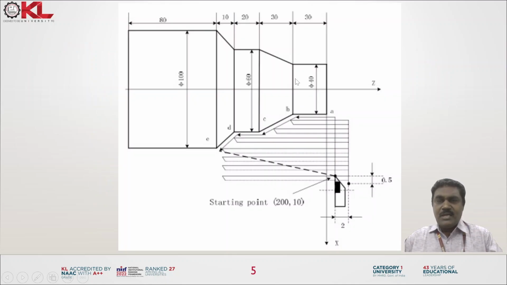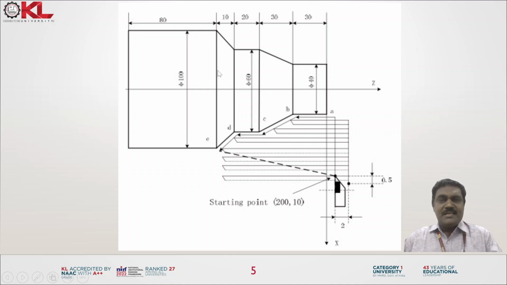Now let us look at this diagram. I want to machine the shape of this component like this. Initially, how many operations are involved here? First you have to make the two-step turning. Here it is one step and this is the second step. After that you can make the taper turning here. Here it is the taper turning.